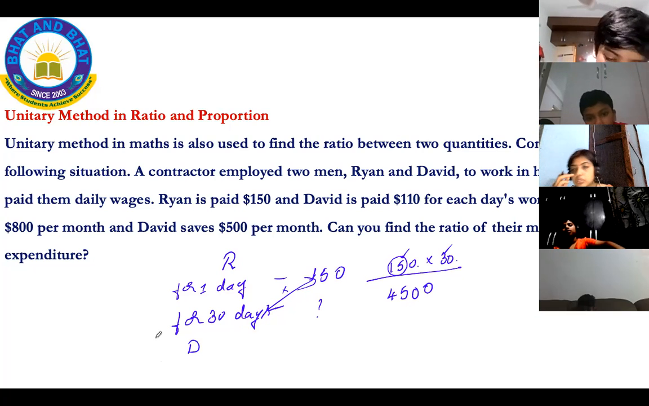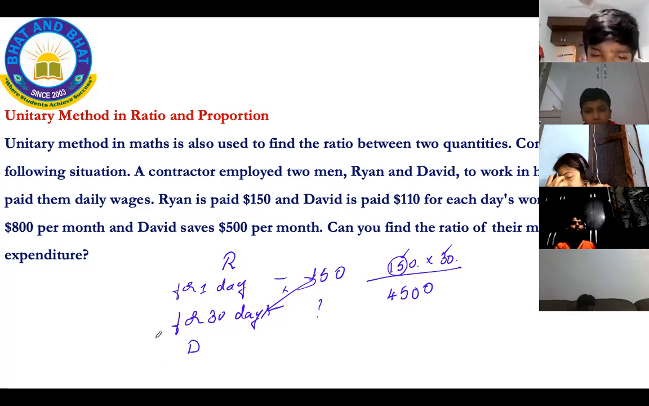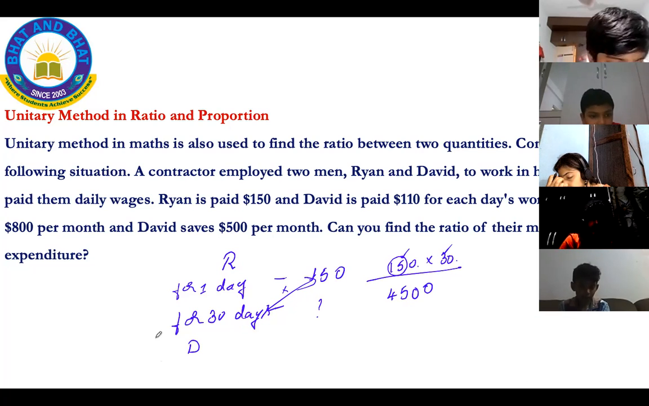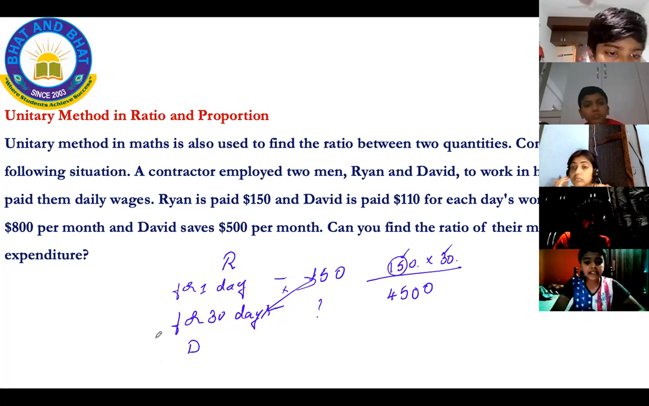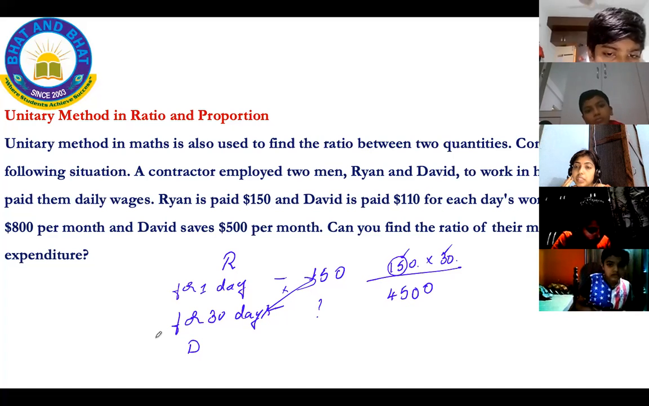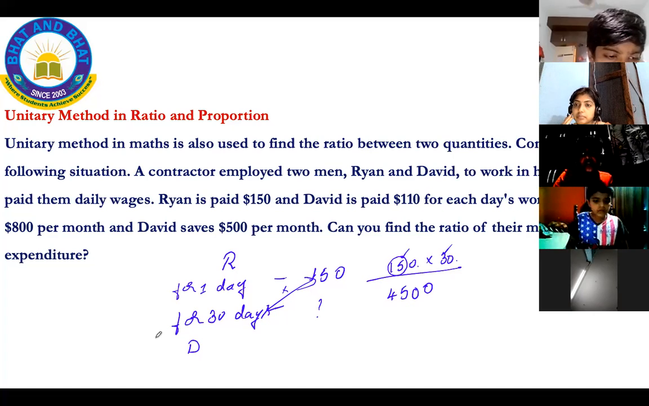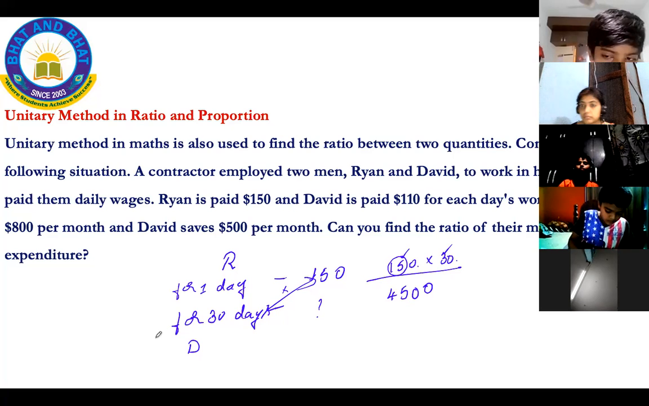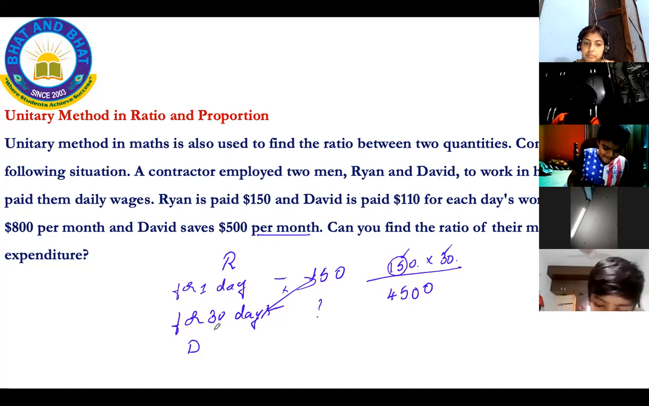What is your doubt, Sohan and Shamant? Ma'am, a month can also have 31 days, right? No, but whenever we consider 1 month, we will take it as 30 always. So when they say per month, we will take it as 30 in general.